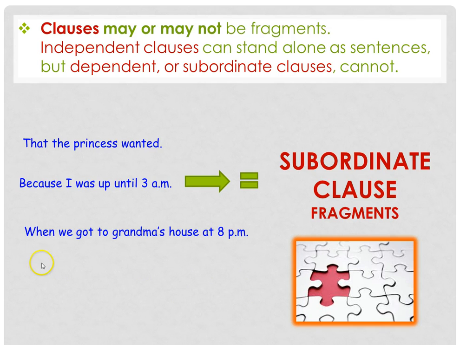Last example, when we got to Grandma's house at 8 p.m. Well, I have a subject, we. I have a predicate, got to Grandma's house at 8 p.m. But I've added a subordinating conjunction. I've added when. And when I say that to you, when we got to Grandma's house at 8 p.m., if you're listening to me, you're lost. You're like, well, what happened when you got there? You need to finish the thought, and so you need to add something to it. Otherwise, this is, again, a subordinate clause fragment.